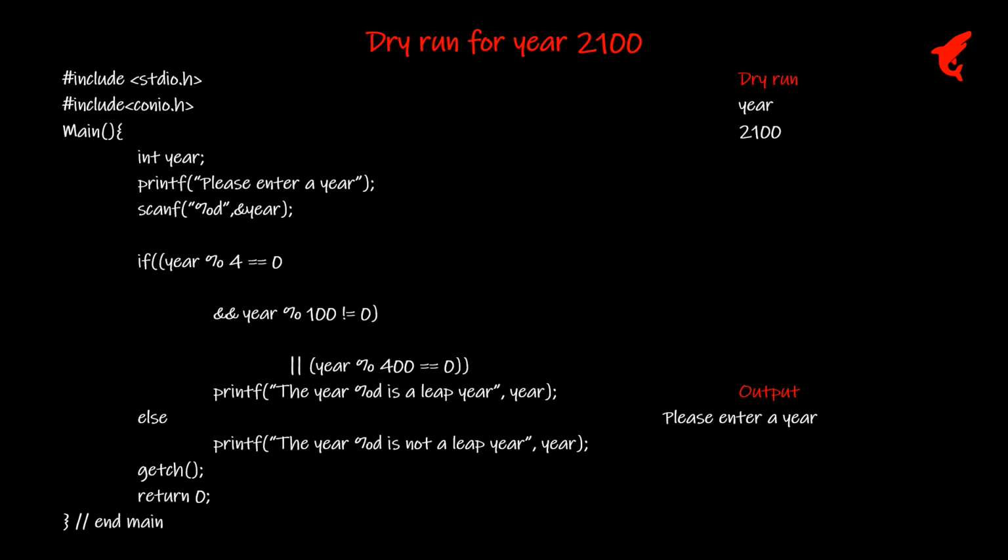In case of 2100, it is divisible by 4 but is also divisible by 100. The first subcondition is true but the second subcondition is false, and so the first condition is false. 2100 is also not divisible by 400 and so the second condition is also false, and so the entire if condition is false. And so 2100 is not printed as a leap year. After executing the getch function and return 0 statement, the program execution ends.